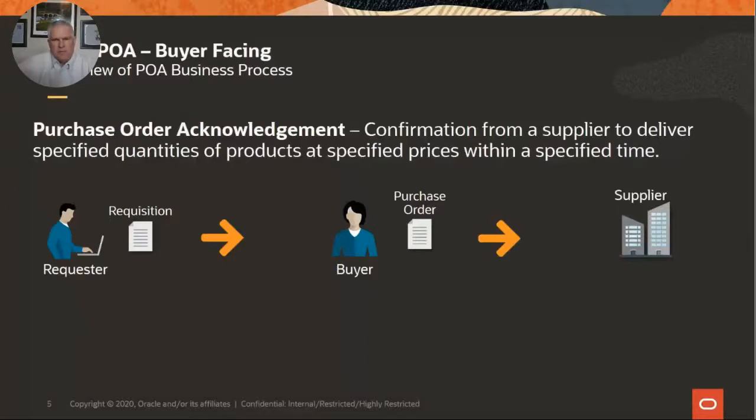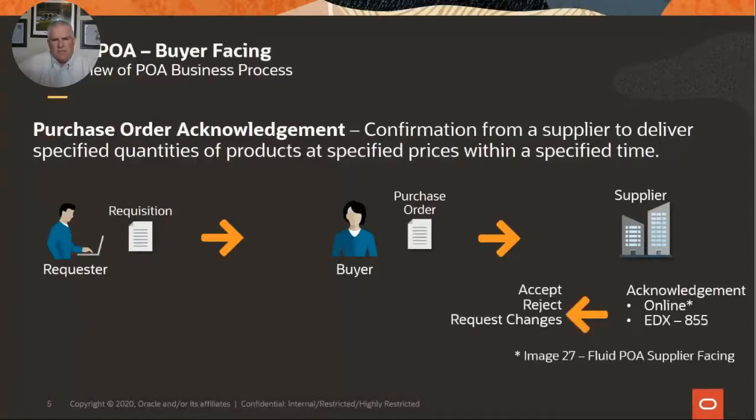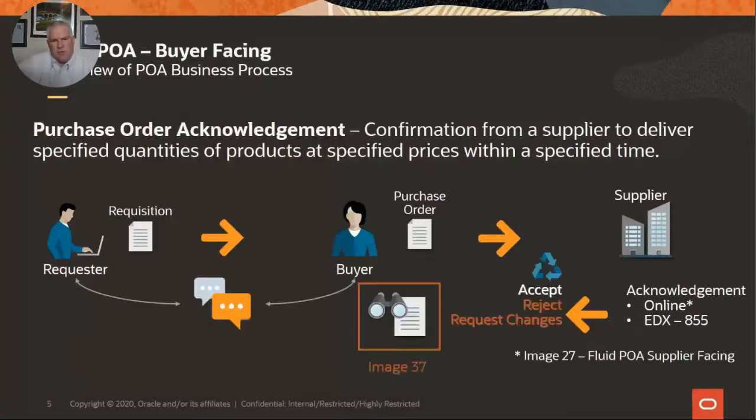And in Image 27, we provided a fluid purchase order acknowledgement, which was the supplier-facing side. They could then either accept, reject, or request changes. And it's in that area where they reject or request changes that the buyer-facing functionality comes in. So it's in this area that we want to concentrate on.